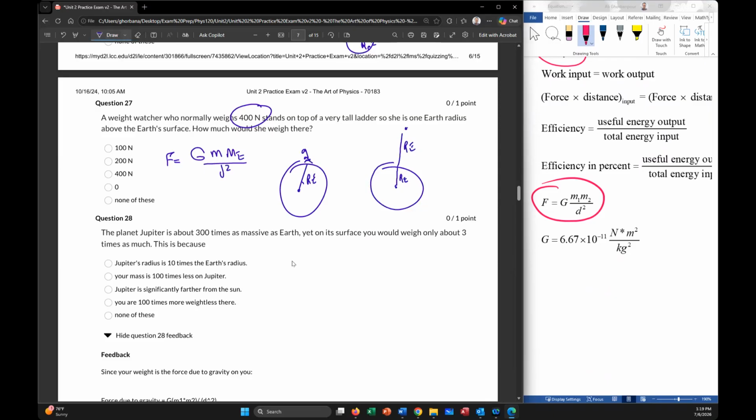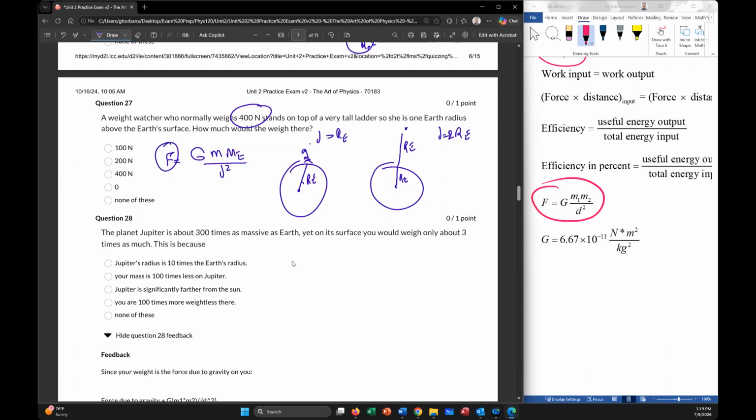This is the distance squared, good? The distance the first time was RE, good? What is the distance here now? 2 times the radius of the Earth, good? So force is inversely related to the distance squared.